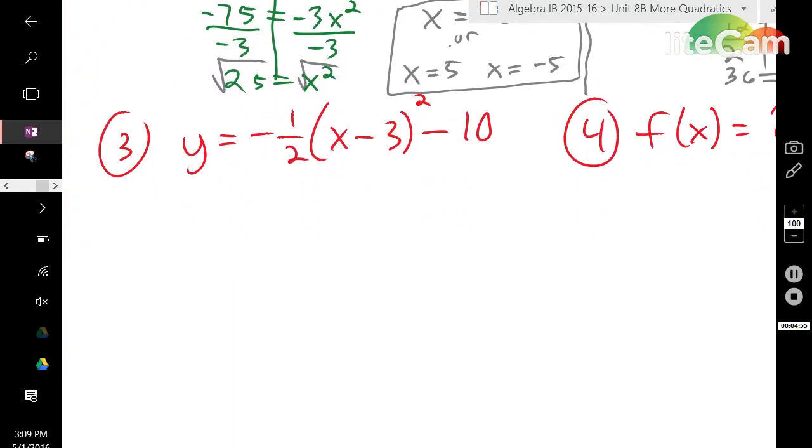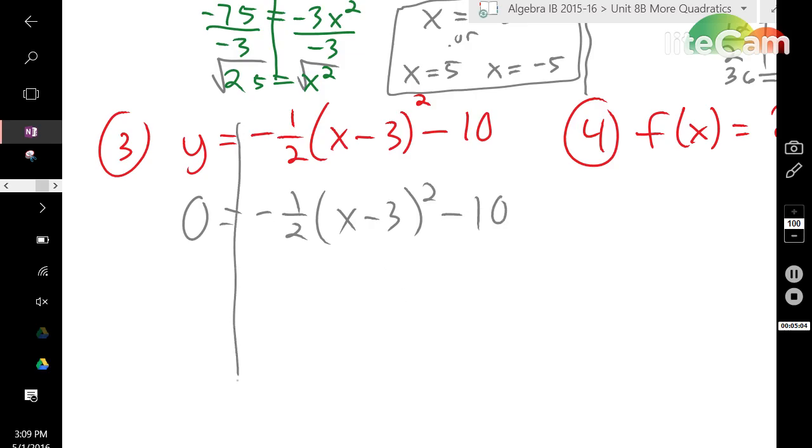Let's go to number 3. Again, we're finding zeros, so you're going to plug in 0 for the value of the function overall. First step, we're going to add 10 to both sides.